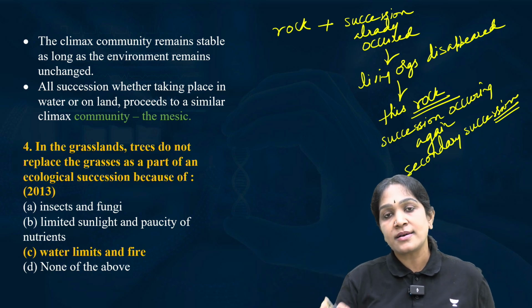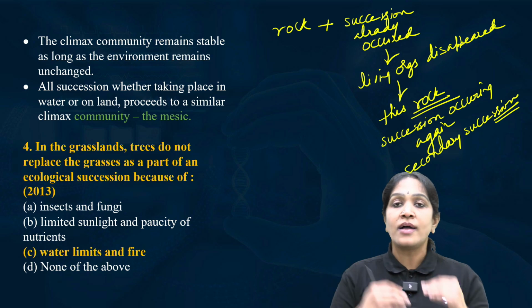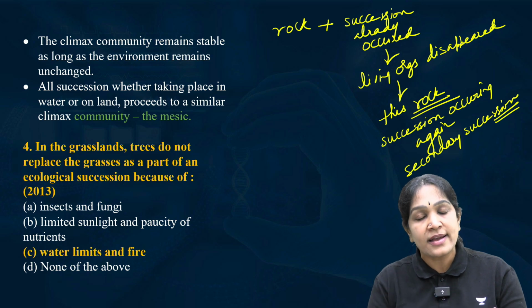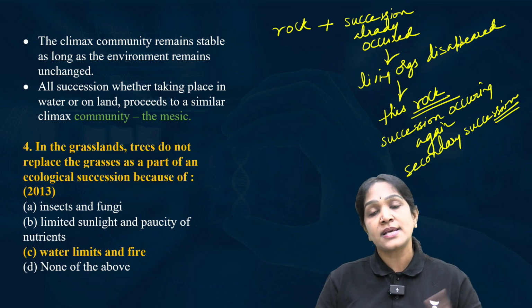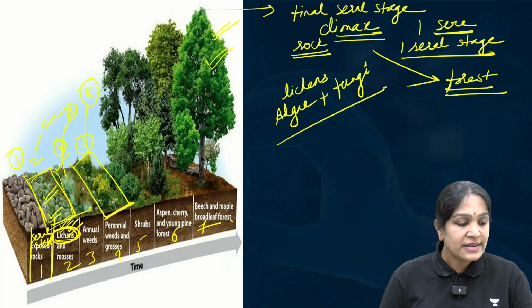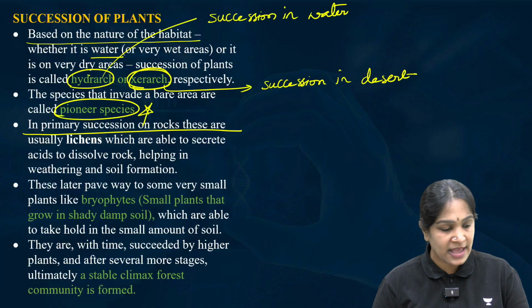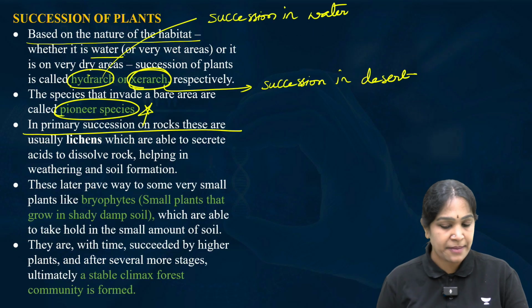Primary succession occurs on the rock for the first time. Secondary succession is on that rock the succession already occurred but the living organisms disappeared due to some reason. Now the succession is again occurring. That is called secondary succession. The final seral stage is called as climax.